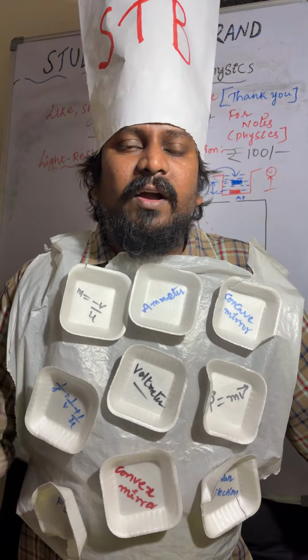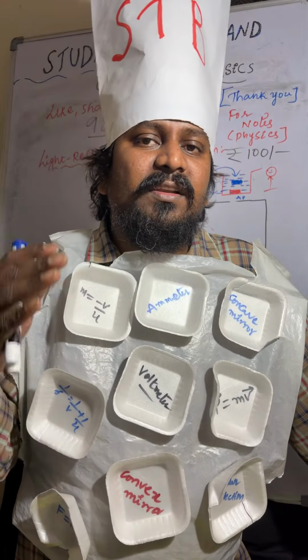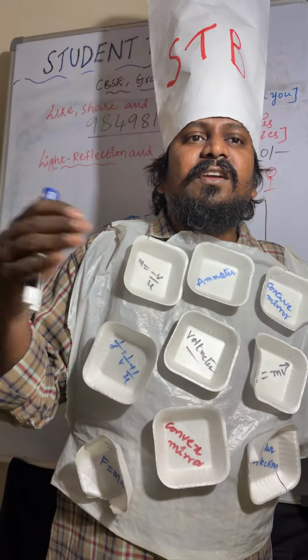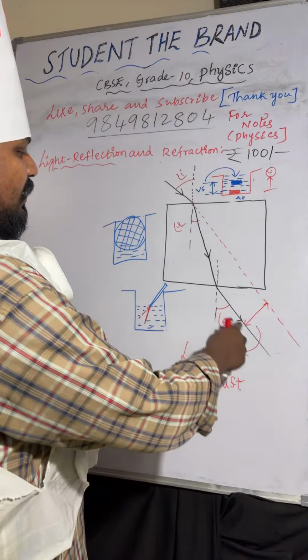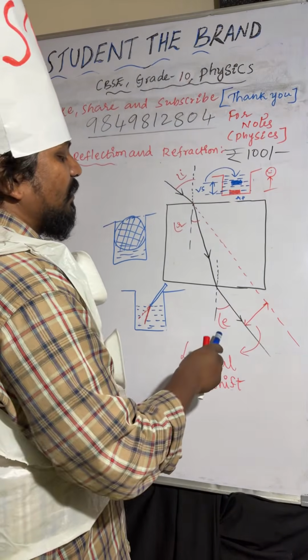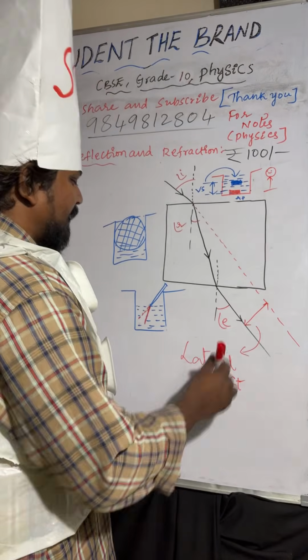Understood? So point number 1, the angle between the incident ray and the normal line is called the angle of incidence. The angle between the refracted ray and the normal line is called the angle of refraction. The angle between the emergent ray and the normal line is called the angle of emergence. Here you can observe the angle between the emergent ray and the normal line, which is the angle of emergence. I hope it is very clear.